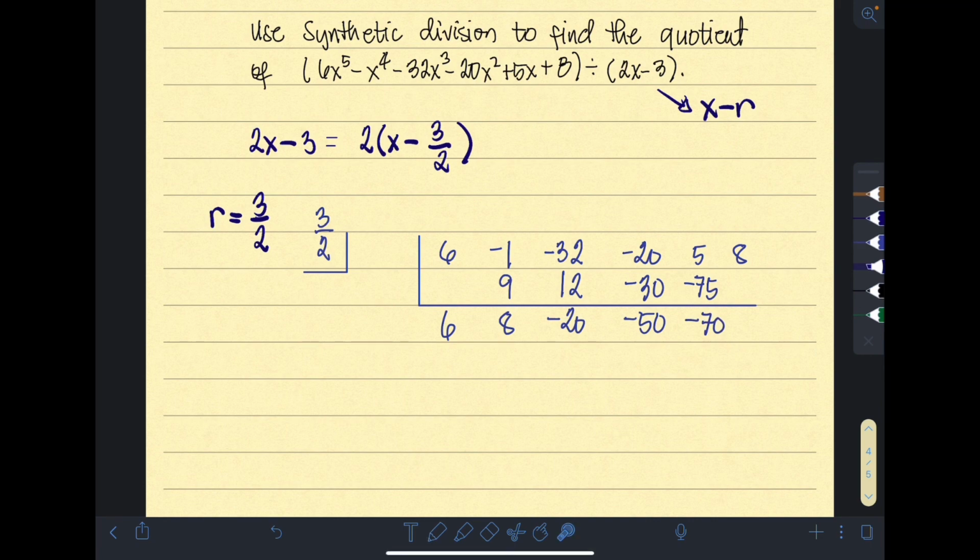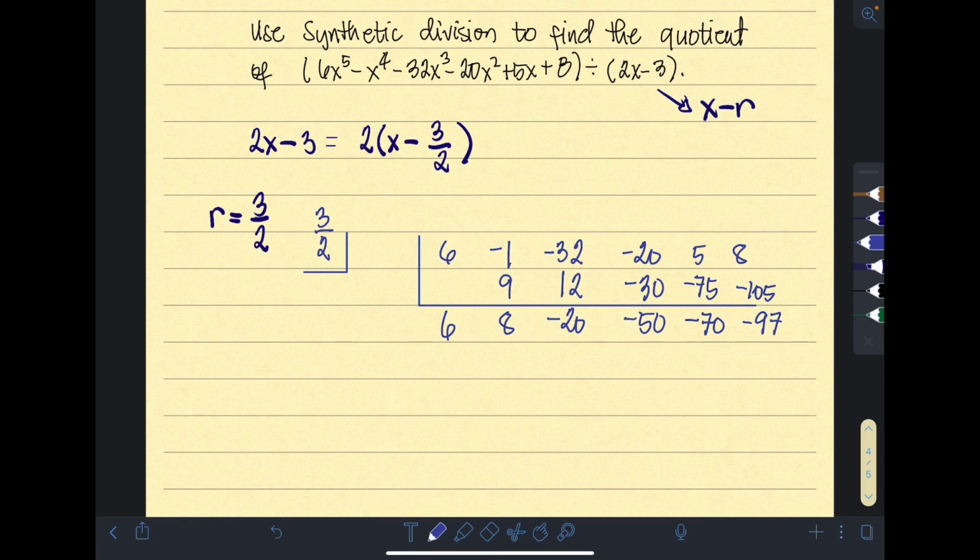And then do the same step, multiply negative 70 to 3 over 2. Negative 70 times 3, you have negative 210. Negative 210 divided by 2. What's the result? Negative 105. Okay, and then you're going to write negative 105 at the last column, and then combine the two numbers in the column, 8 and negative 105. The result is negative 97.